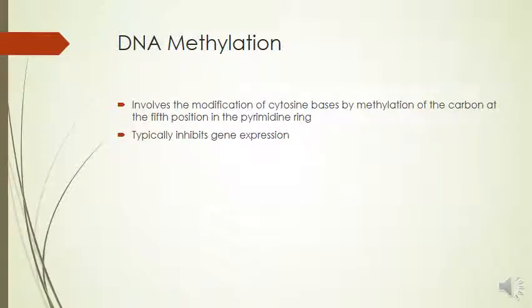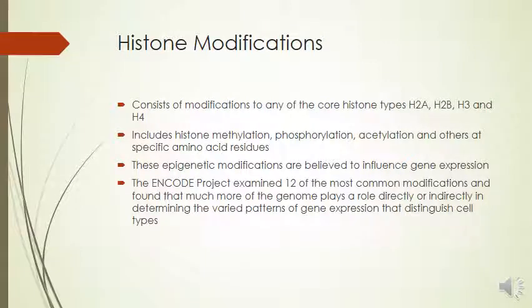Looking at DNA methylation, it involves the modification of cytosine bases by methylation of the carbon at the 5th position in the pyrimidine ring. Typically, it inhibits gene expression. So when you think of DNA methylation, you want to think that, typically, it inhibits gene expression.